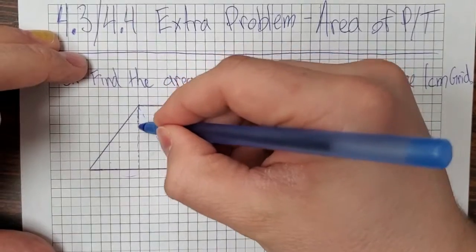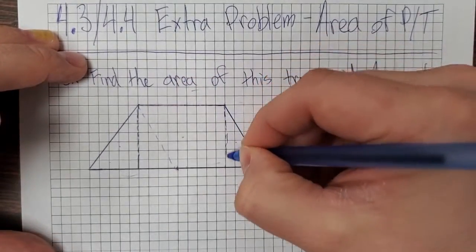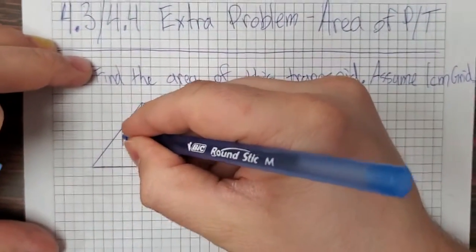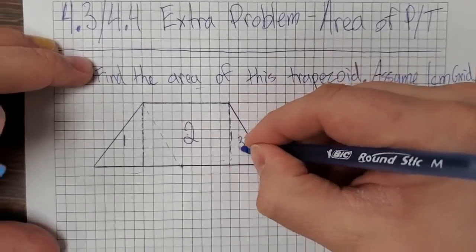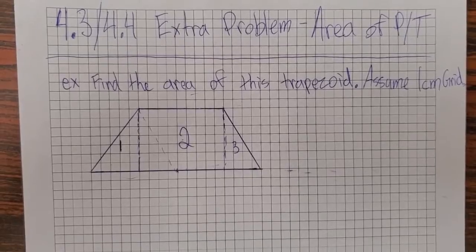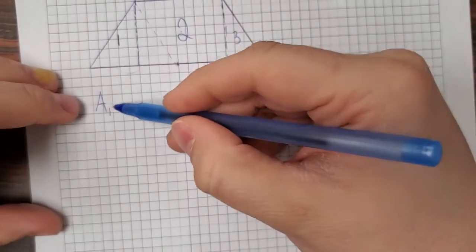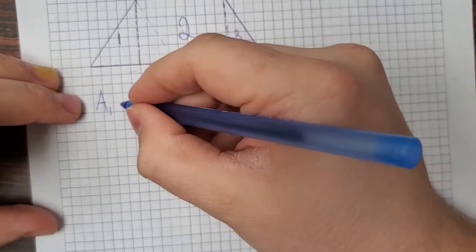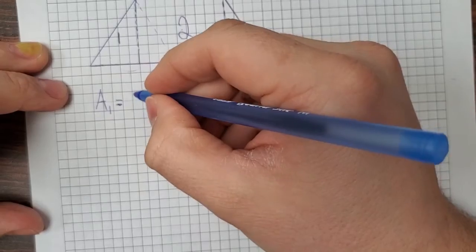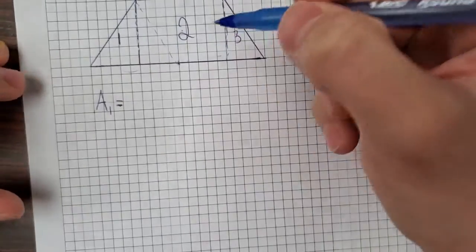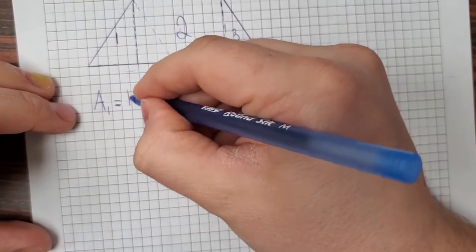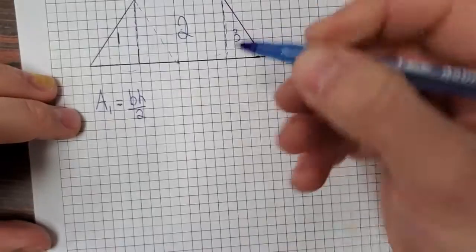Let's take our triangle right here and our triangle right here and our rectangle right here and find the area. So let's label this 1, this 2, and this 3. We're going to find the area of each, and then we're going to add it all up to find the total area. So I'm going to say area 1. We're going to find this triangle first. We know that the area of triangle 1 is the base times the height, divided by 2.